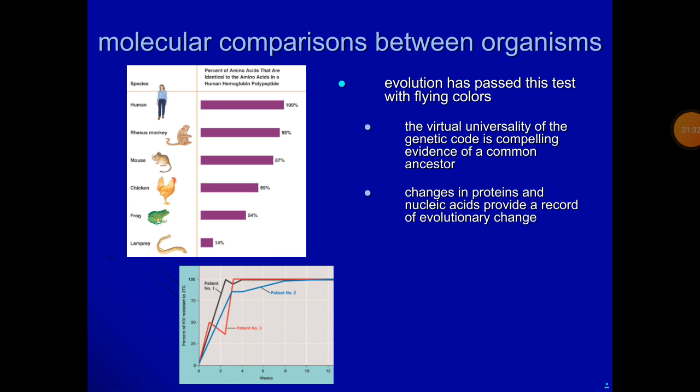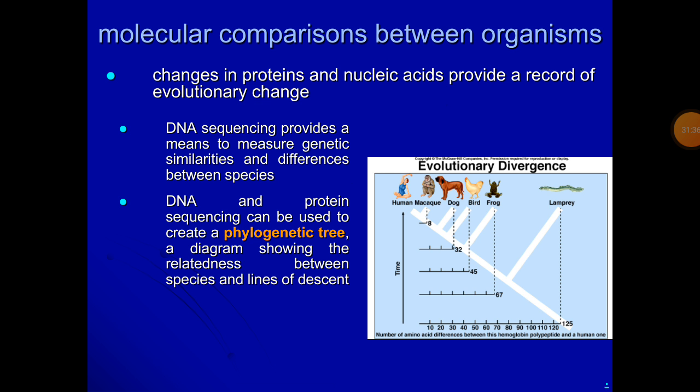Changes in proteins and nucleic acids provide a record of evolutionary change. DNA sequencing provides a means to measure genetic similarities and differences between species. DNA and protein sequencing can be used to create a phylogenetic tree. It is a diagram showing the relatedness between species and the line of descent.